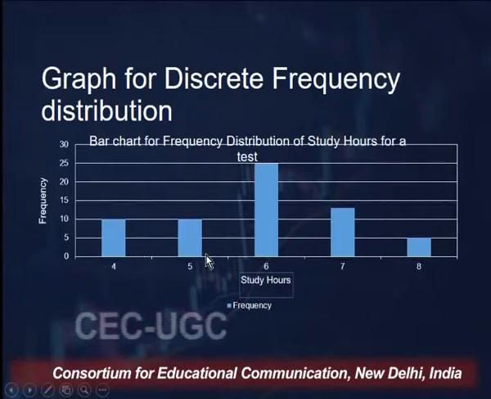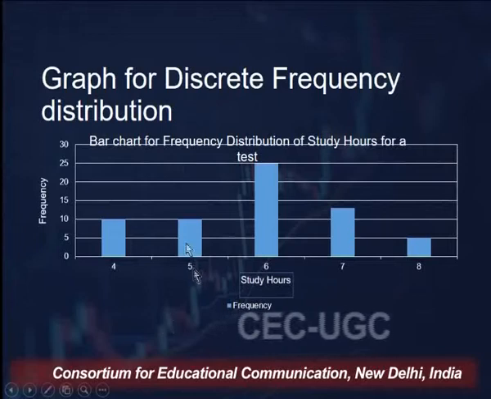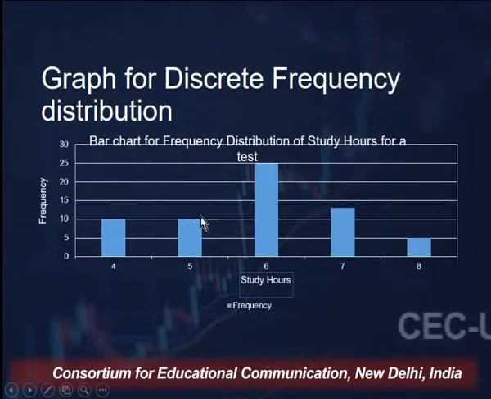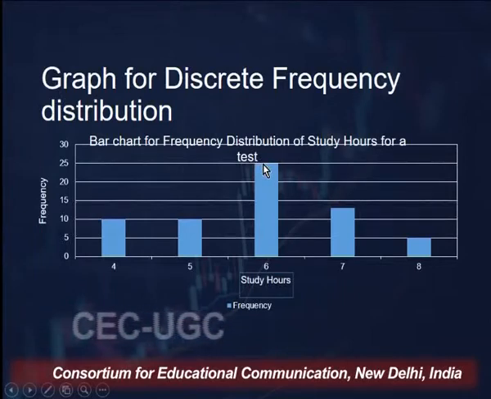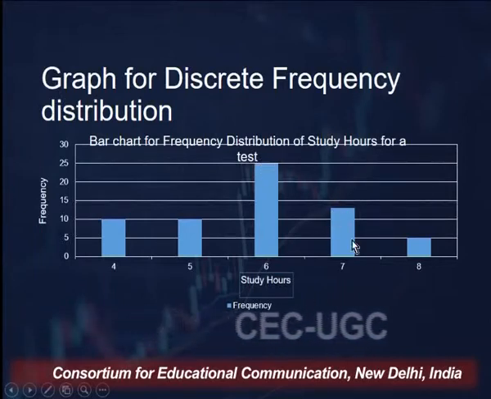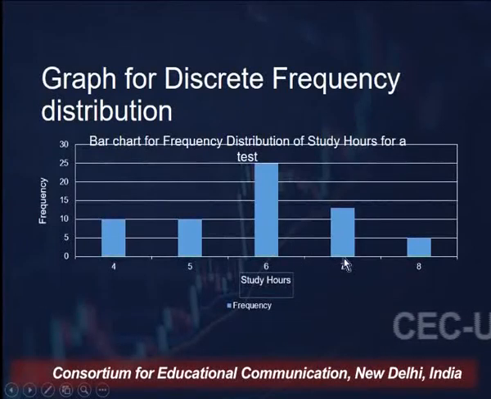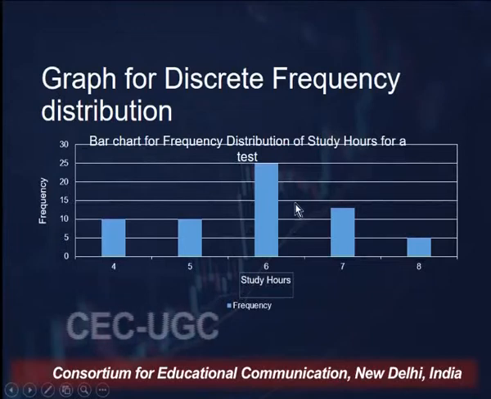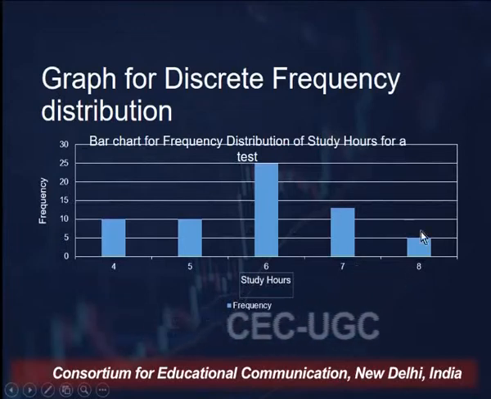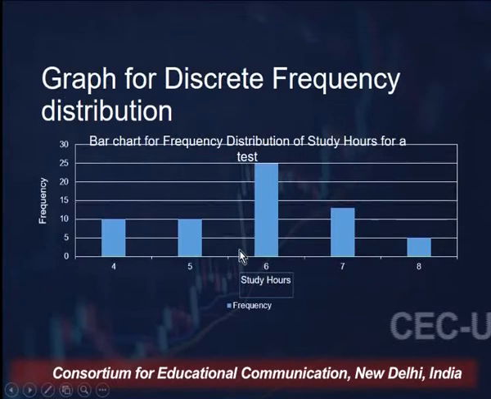Similarly, again a rectangle of height 10 on 5, because frequency here was 10. Now when it came to value 6, the frequency was 25. For 7 it is 13, and for 8 it is 5. So therefore here we have drawn the rectangles on each value of capital X with the height proportional to the frequencies which are given in the frequency table.